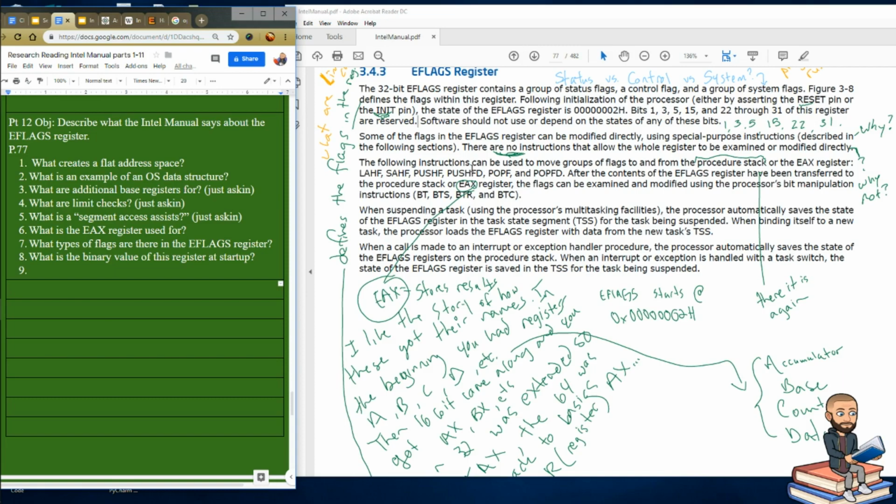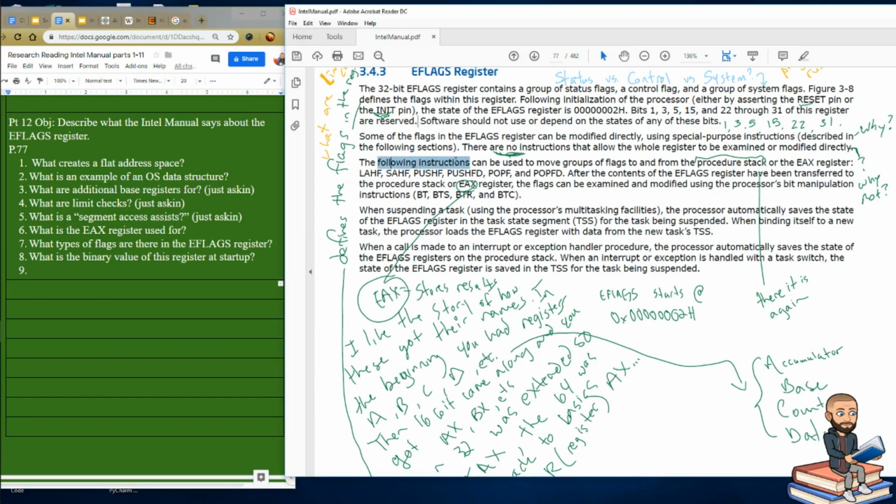Now, the following instructions can be used to move groups of flags to and from the procedure stack. There's that word again. I've seen this before. I wonder if they mean just like a regular stack. Maybe it's a stack that is holding functions or methods or procedures. Whatever it is, they are about to give us a list of instructions that could be used to move groups of flags from a stack or the EAX register.